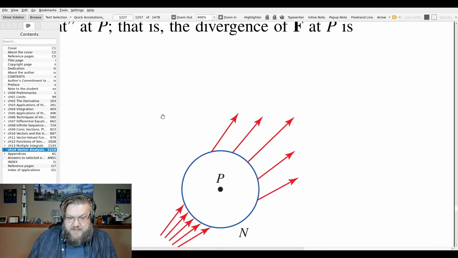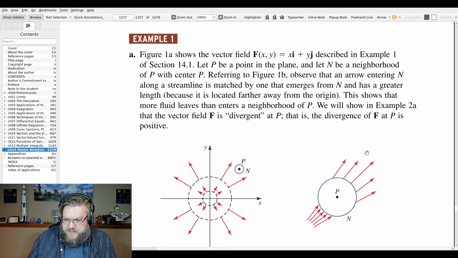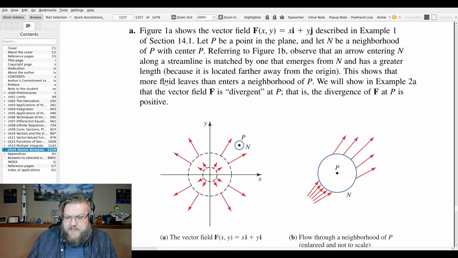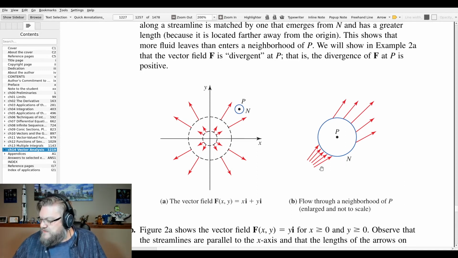It went in a slow flow, and then it sort of sped up as it exits the neighborhood, yeah? So let's take a look at that. That meant that we have, and I always want to make sure I get this right, we call that a positive divergence, right? More fluid leaves than enters a neighborhood of P, right? So we're saying that more fluid leaves the neighborhood than enters. And so we say that that's a positive divergence. I'm going to go ahead and jot that down. Positive divergence.